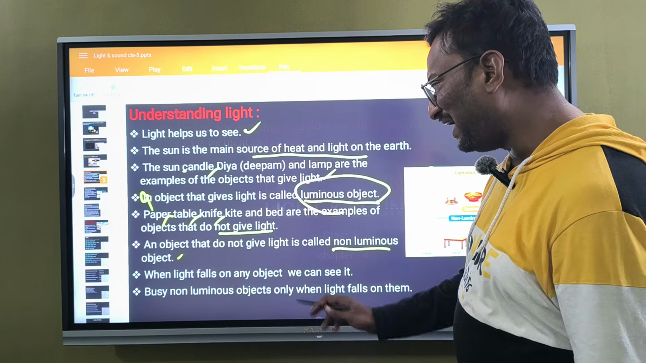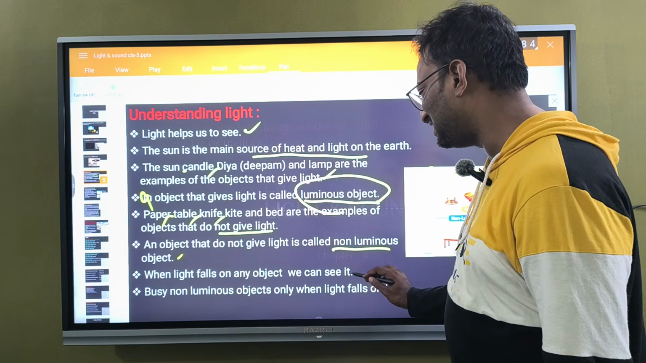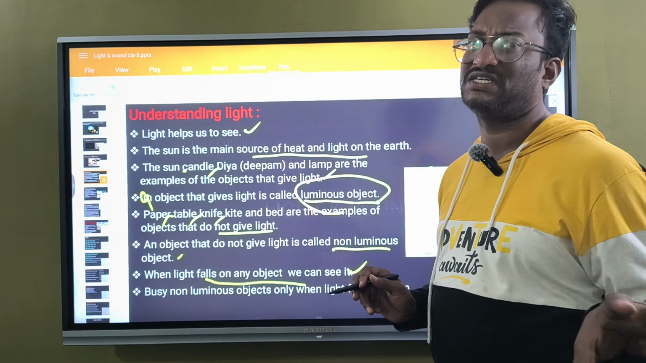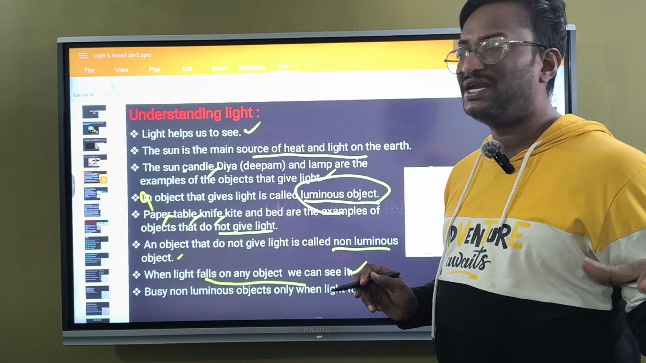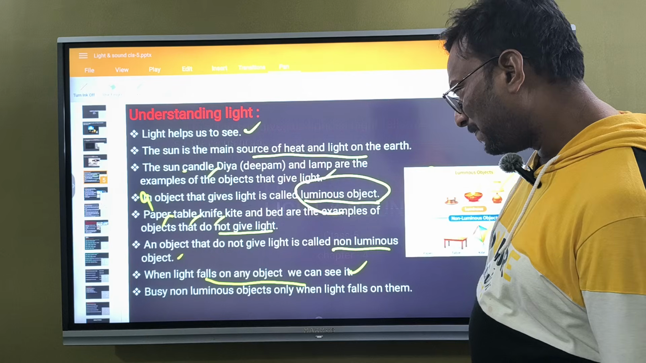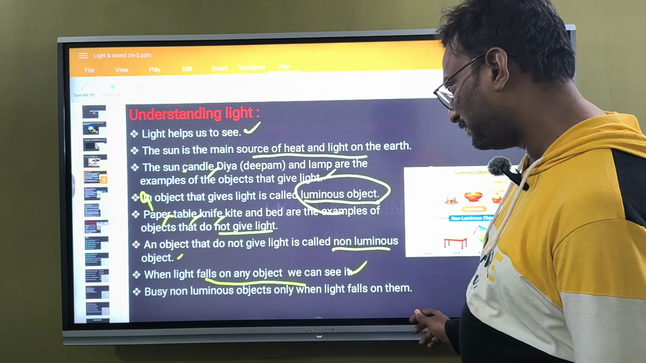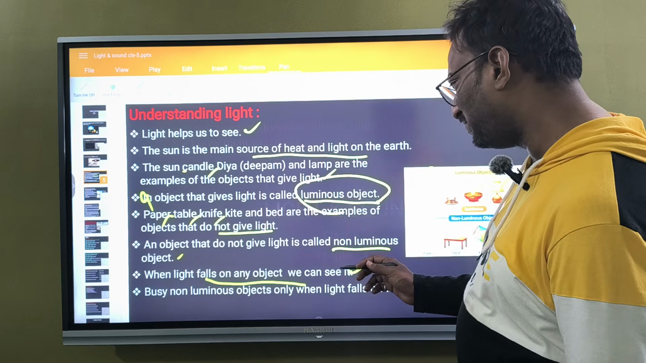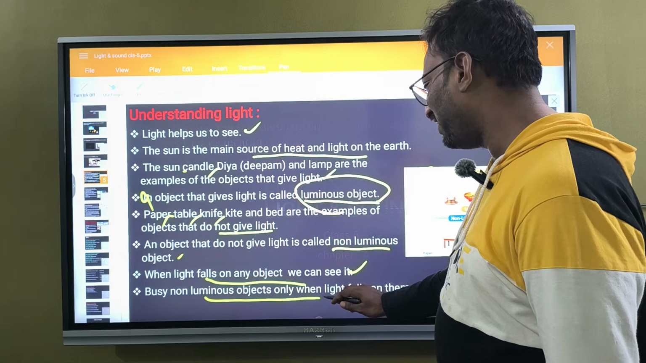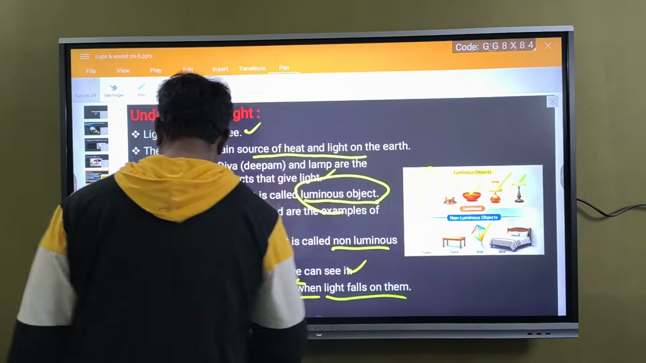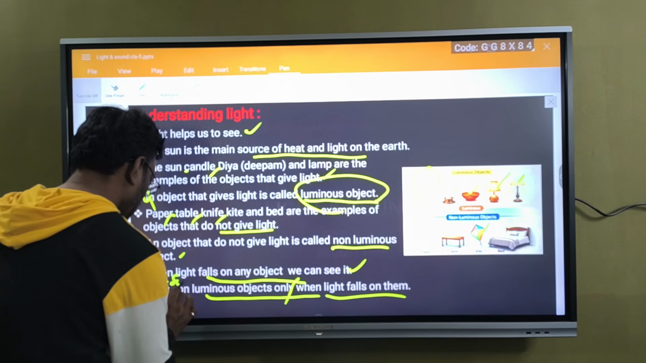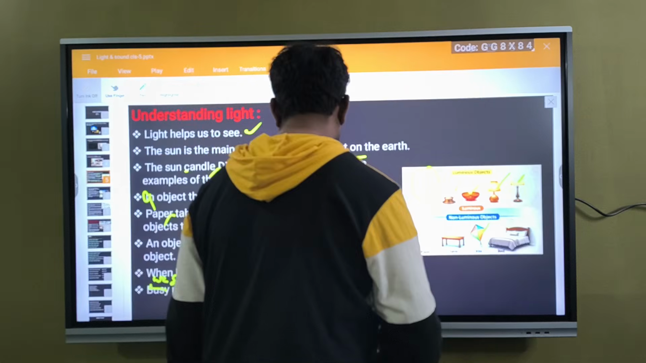When light falls on any object, we can see it. See children, this is very, very important. In order to see an object, definitely the light should fall on that object. We see the non-luminous objects only when the light falls on them.